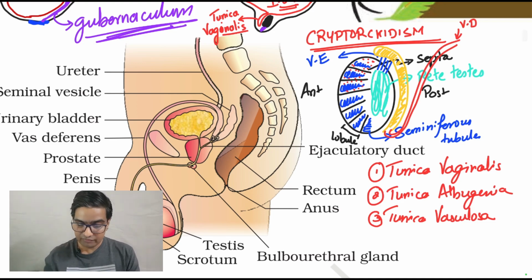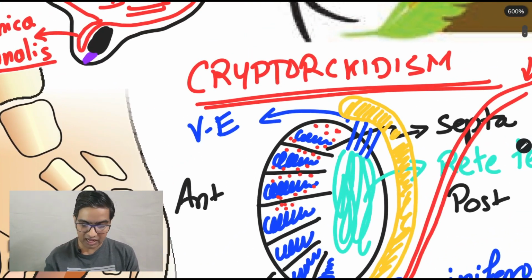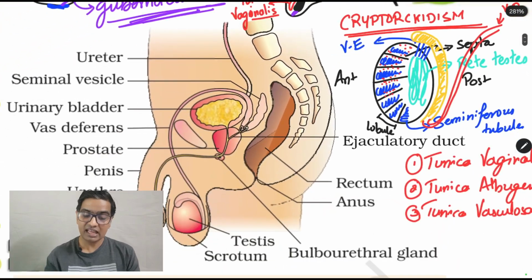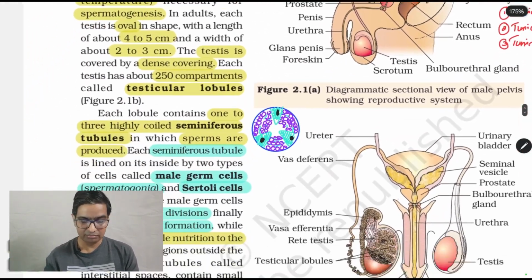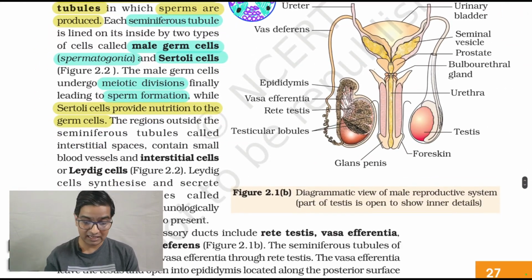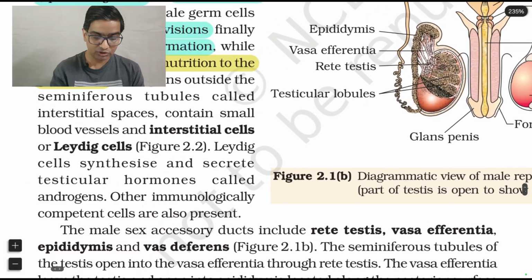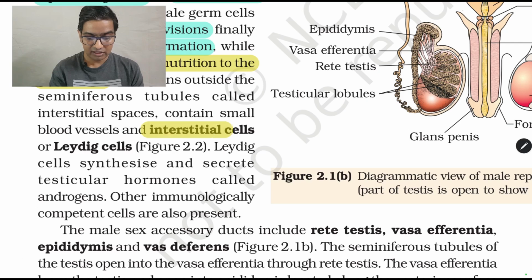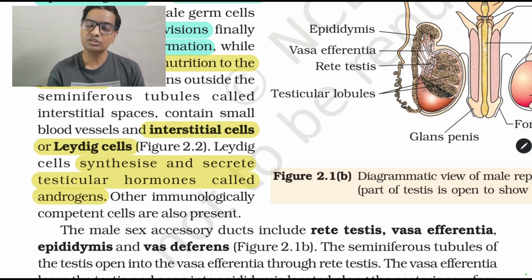Now, somewhere here, in this space outside the seminiferous tubule, would be a cell which was discovered by this amazing scientist called Leydig, and that's why we call these the interstitial cells or Leydig cells. You people are smart enough, you know the job of Leydig cells. They synthesize and secrete testicular hormones called androgens. Which is the most important androgen?